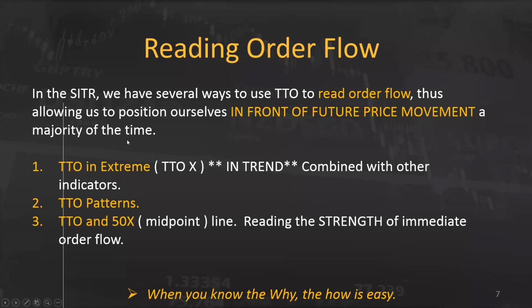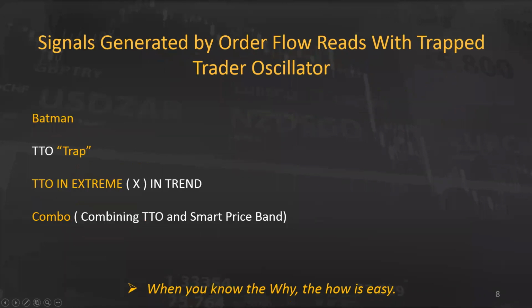A majority of the time, not all the time, but a majority of the time. So Trap Trader Oscillator in an extreme, TTO patterns, and Trap Trader Oscillator in a 50X or a midpoint line, and that reads the strength of immediate order flow. Once you catch on to this, you'll understand this is something incredibly powerful. So we've got some signals, smart patterns generated by order flow.